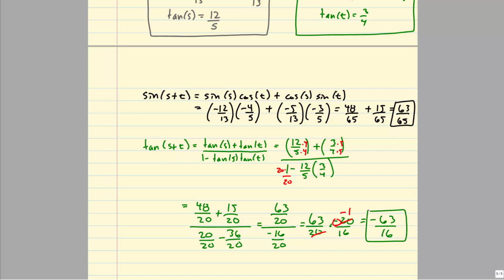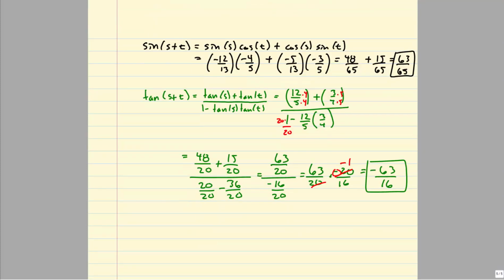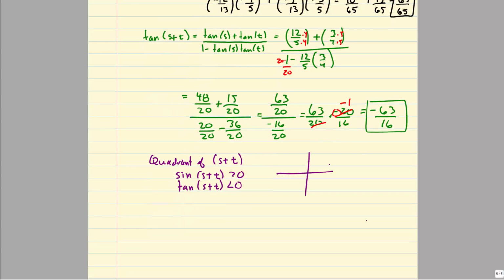Now keep in mind that we're asked to find one more thing: what quadrant is s plus t in. So let's look at the information we have. We have that the sine of s plus t is positive, that's from right up here, 63/65. And we found that the tangent of s plus t is negative. So we need the sine to be positive and the tangent to be negative.